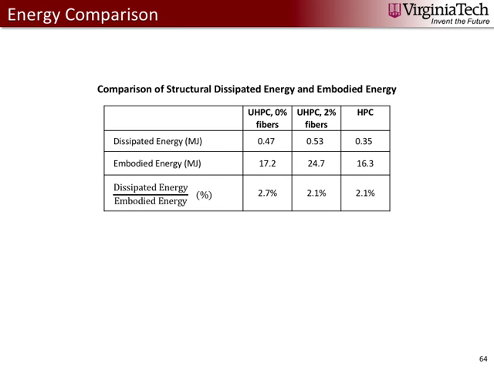Finally, I'd like to compare the structural dissipated energy and embodied energy, which is related to the sustainability of the shear walls. We can see that I've presented a ratio of dissipated energy to embodied energy, and in all these tests, they're around 2 to 3%. The UHPC shear wall without fiber reinforcement has the highest ratio here. So what this is showing is how much energy we get out of the wall when it's loaded laterally and energy is dissipated in the process, as compared to the amount of energy which it takes to actually manufacture all these materials and assemble the wall, which is the embodied energy.